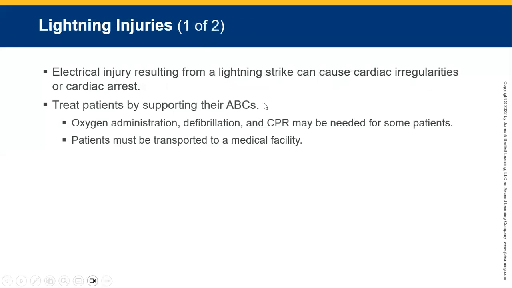Lightning injuries: a lightning strike is an electrical injury that can cause cardiac irregularities or cardiac arrest. Remember, with a lightning strike, the patient's probably going to be dead. You might want to try doing CPR, see if you get a response, and defibrillate if necessary or if possible. Always arrange transport to a medical facility.